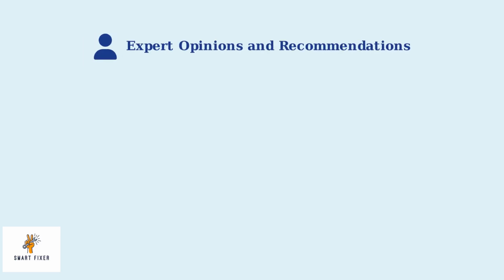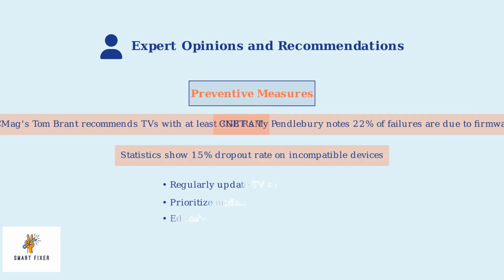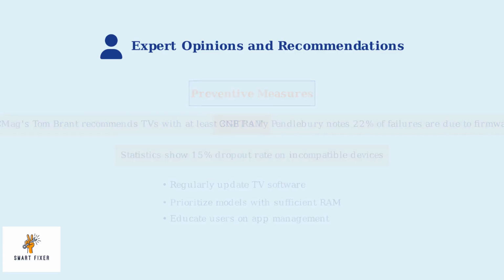Tech experts emphasize preventive measures to avoid Peacock issues on TCL TVs. PCMag's Tom Brandt recommends prioritizing televisions with at least 3 GB of RAM, as outdated hardware often struggles with demanding streaming applications. CNET's Ty Pendlebury points out that 22% of streaming app failures result from firmware lags. Statistics reveal a 15% dropout rate among users on incompatible devices, while forums show 70% of issues resolved through basic restarts. Gartner projections suggest AI-driven fixes could reduce errors by 60% by 2028.